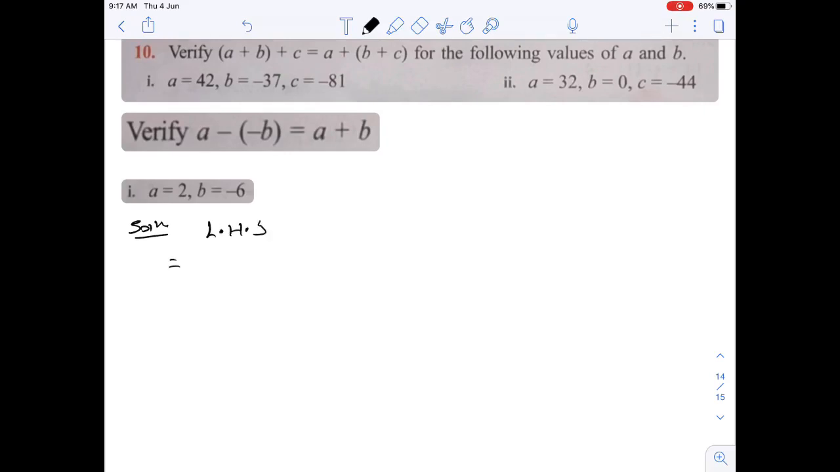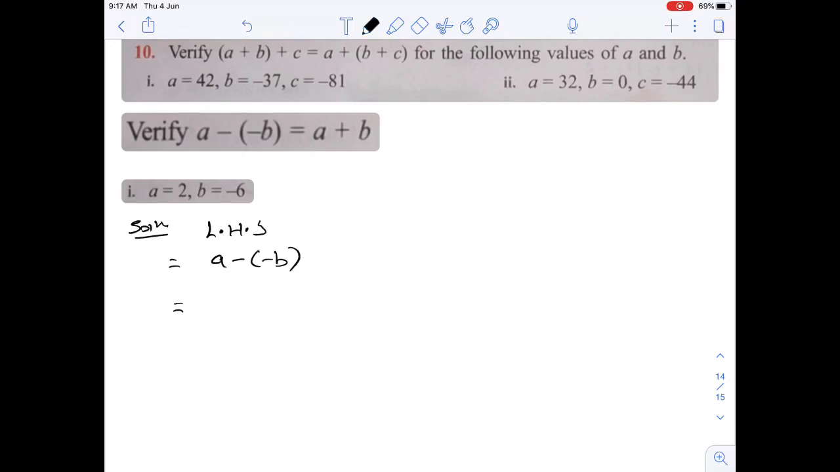LHS equals to, now what is LHS? So our LHS is a minus minus b, so we will write it here, a minus minus b equals to, now what is the value of a? So value of a is 2 and value of b is minus 6. So we will copy these values over here.